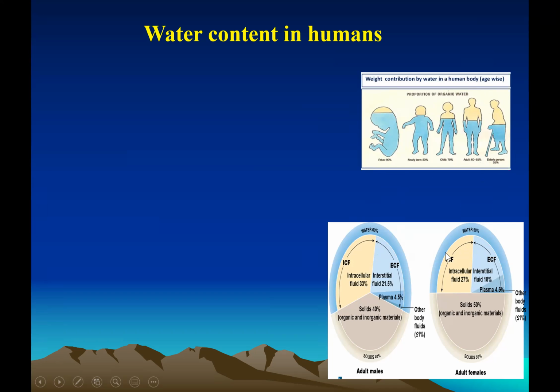The picture at the bottom is talking about water content in males and females. The water content in males is higher because the muscle mass is higher in males, genetics. Muscles can hold more water compared to fat. Women have more fat content in their body, so water content is lower. And then it's talking about the distribution. The ICF is 33% in men, and 21% is ECF, plasma, and solids. So this is the distribution of water in an adult male. This picture is talking about the distribution of water in an adult female, which is slightly less.